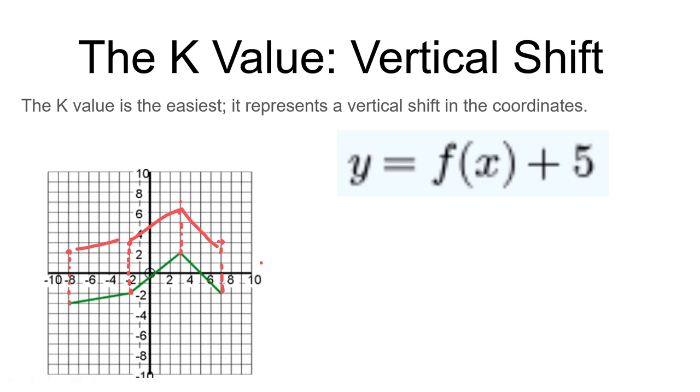So that's the k value. You just move everything up by 5. There's no nuance to it. There's no difficulty to it. You get the coordinates, you plot them, and then you essentially shift them up by 5.